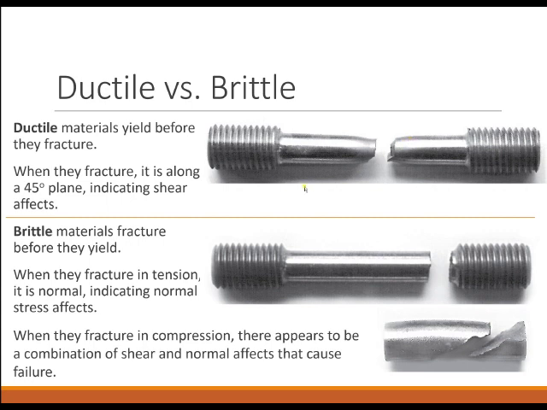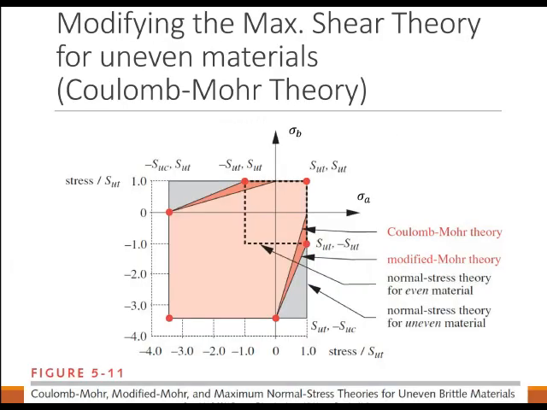For brittle materials, in tension, they fail across the normal line, which does indicate that the maximum normal theory is a good indicator for when this will fail. When brittle materials fail in compression, there seems to be a combination of shear and moment effects. And so we need to do a little bit of refining of our theories for brittle materials.